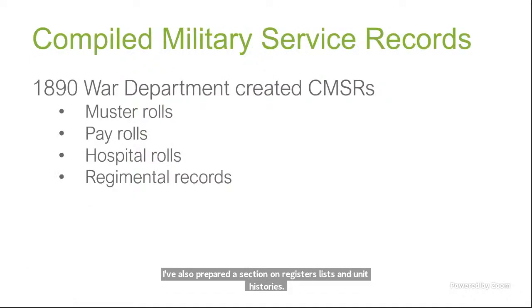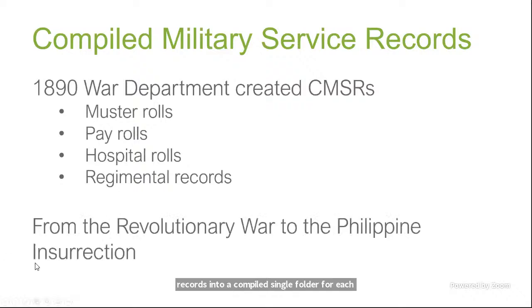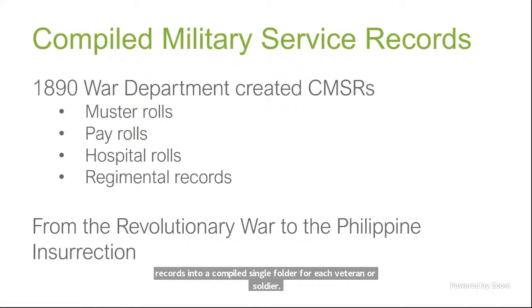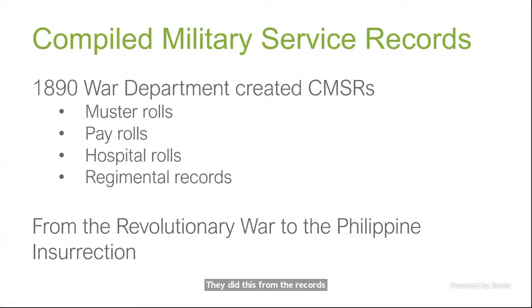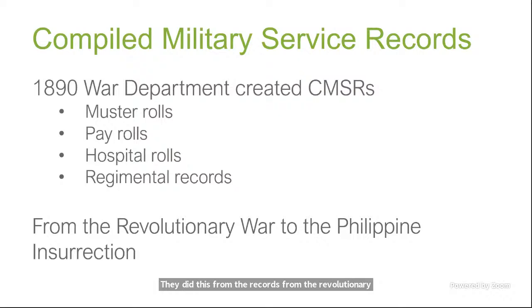In 1890, the War Department began creating compiled military service records. This means they were gathering muster rolls, payrolls, hospital rolls, regimental records, and other service records into a compiled single folder for each veteran or soldier. They did this from the records from the Revolutionary War all the way through the Philippine insurrection. These records were created.